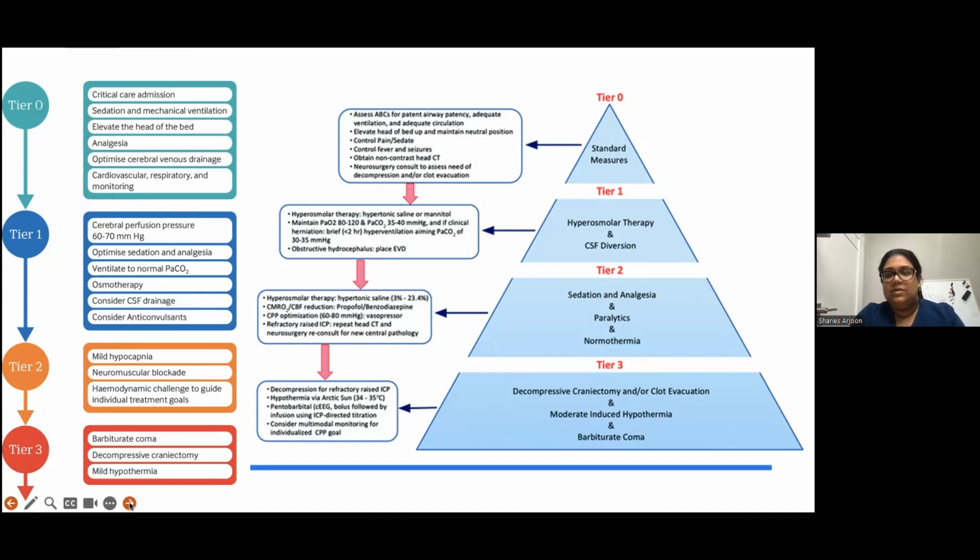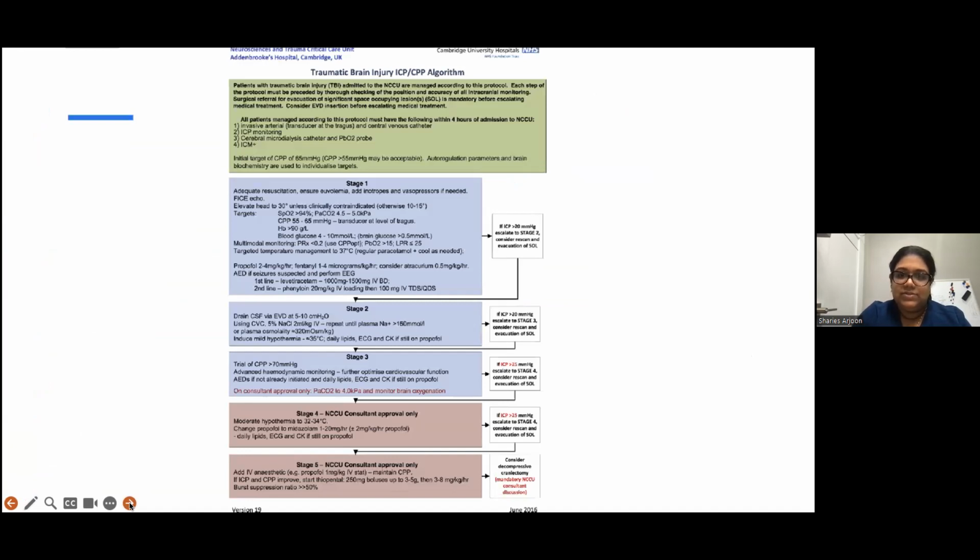Tier 2 management also includes sedation and analgesia, paralytics, and normothermia. And tier 3 is for refractory raised ICP: barbiturate coma and a decompressive craniectomy plus or minus clot evacuation. This is just an algorithm put forward by the NHS with the Cambridge University Hospital.